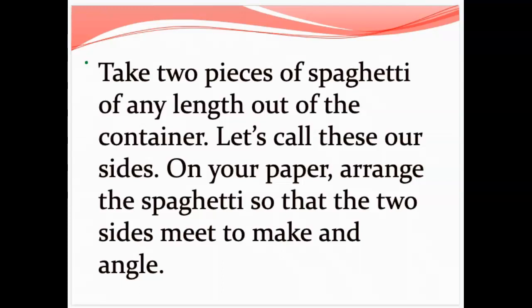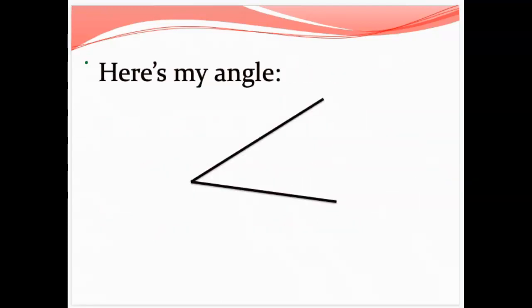So first, take two pieces of spaghetti of any length out of the container. Let's call these our sides. If you're not using spaghetti, you can just draw two sides. On your paper, arrange the spaghetti so that the two sides meet to make an angle. So if you're drawing, you're just going to draw an angle. Pause now to do that. Press play when you're ready. Here is my angle.